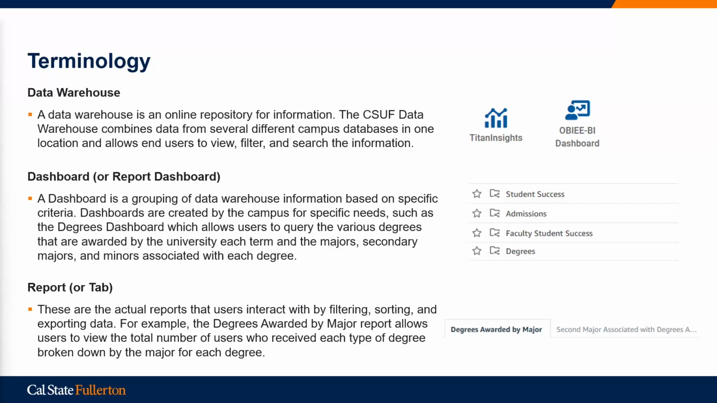And then we have the report, or tab. Those are the actual reports that you're going to interact with. That's where you're going to filter, sort, and export the data at that level. We'll be looking at the degrees awarded by major report. That's the one that we're exploring today.